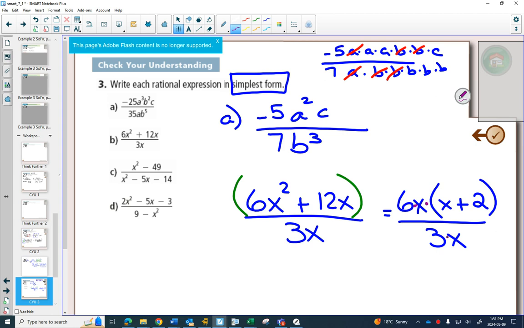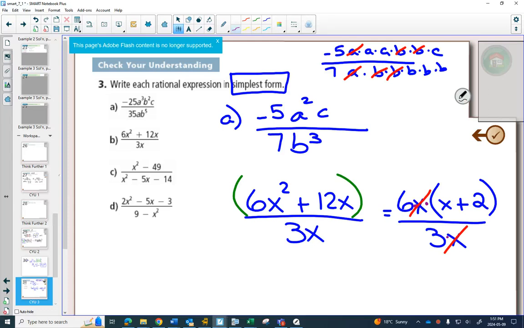So on the top, I have 3 things multiplied together. On the bottom, I have two things multiplied together. First of all, can you see that the x's now are identical? They could simplify. That would be allowed. Secondly, the 6 and the 3 now are multiplied.